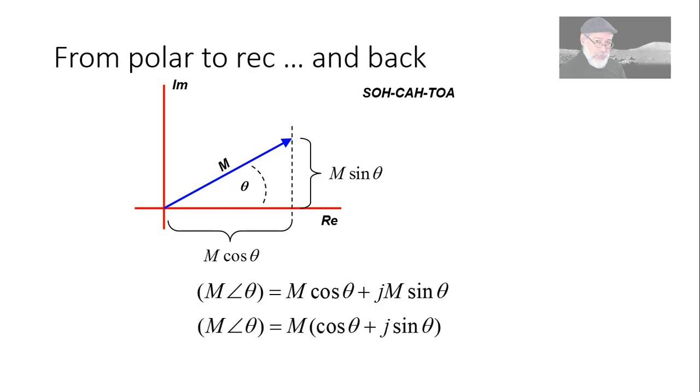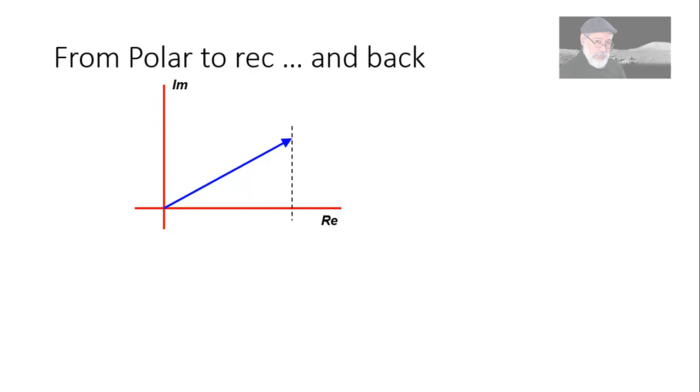You can factor out m. But the number in parentheses is an Euler's number. Indeed, we realize that that exponential representation is equivalent to the polar representation as long as theta comes in radians, a real number. Euler's identity.